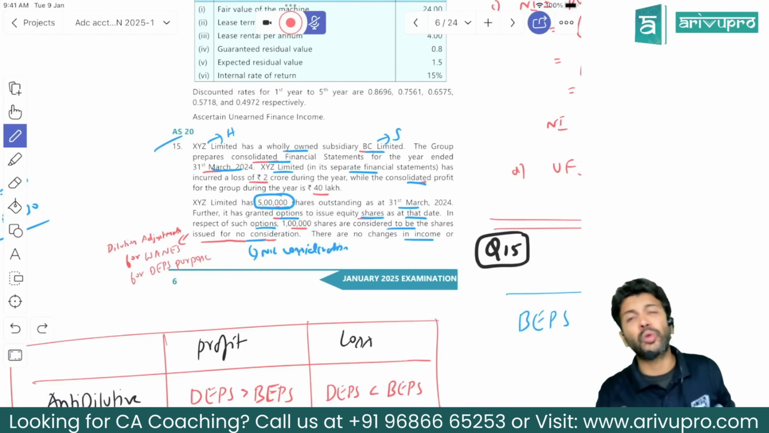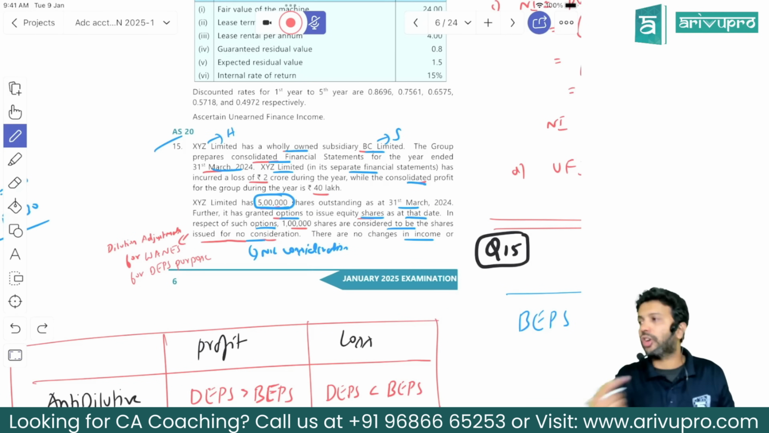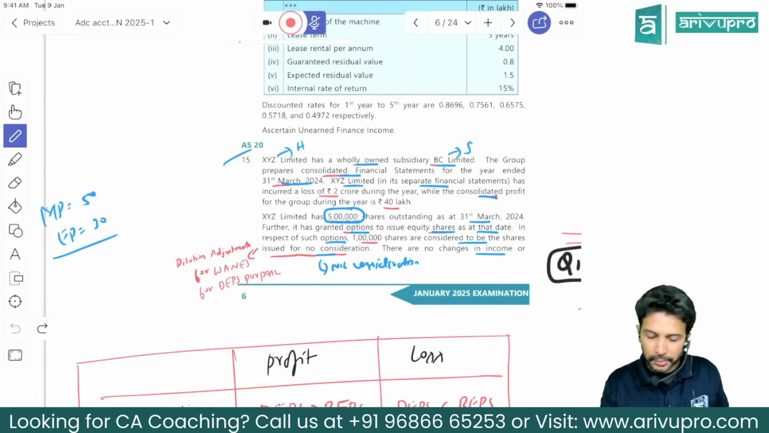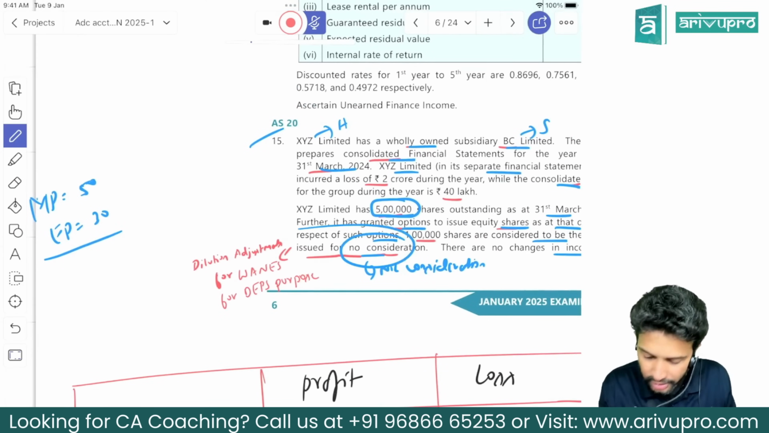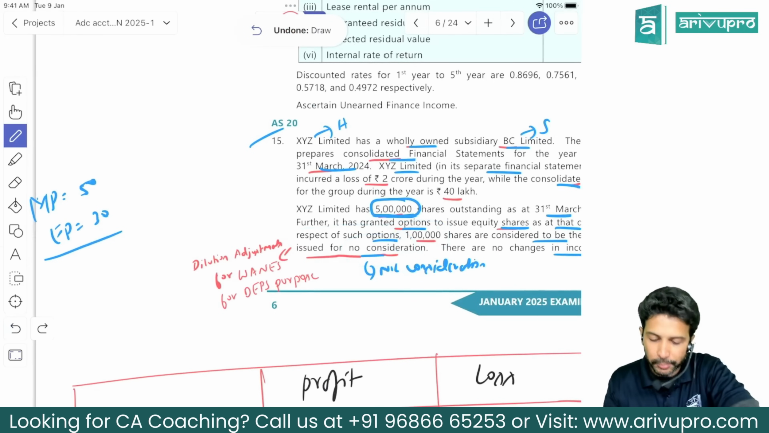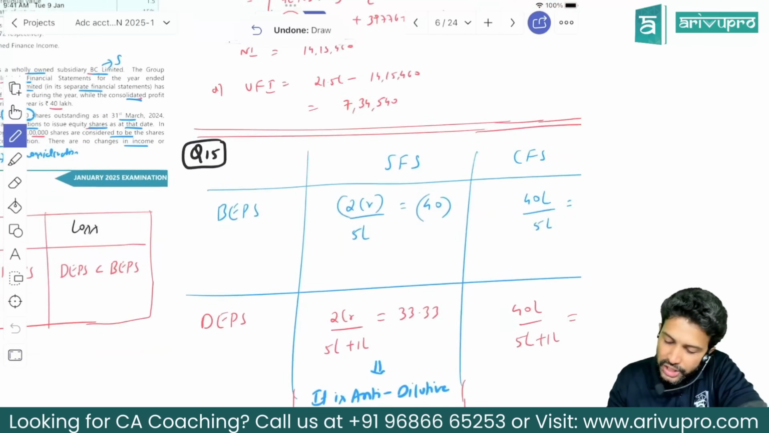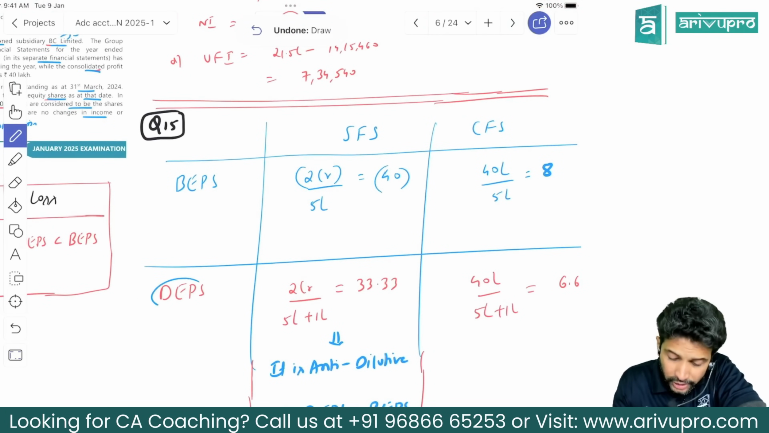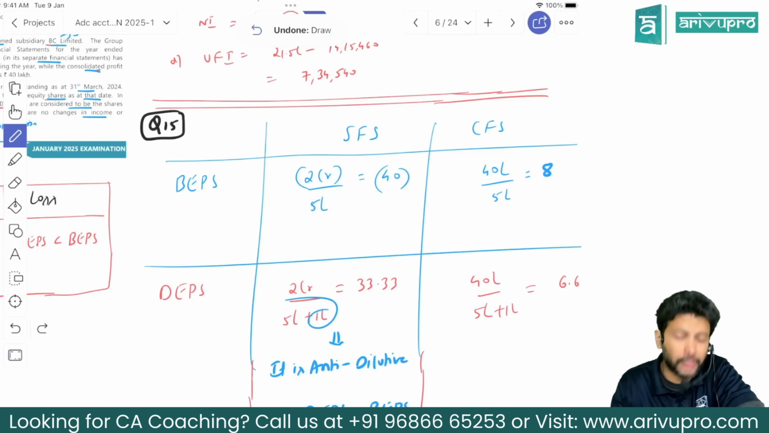Just that through DEPS, what are we trying to calculate? Since these options are issued at a price lesser than fair price, some shares are issued for nil consideration. How much is that? 1 lakh. That means this will be only the dilution adjustment relating to the denominator. The numerator will still be 2 crore only. For diluted EPS purposes, the denominator will be 5 lakh plus the number of shares issued for nil consideration. How much is that? 1 lakh.